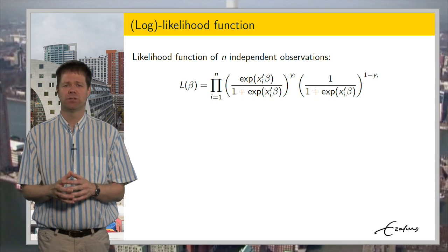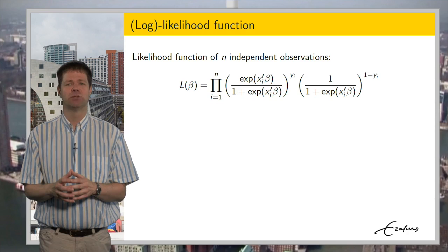If we consider this product a function of the model parameters, we have the likelihood function, denoted by capital L of beta. Maximizing this likelihood function with respect to beta provides the maximum likelihood estimator. This needs to be done using numerical methods.